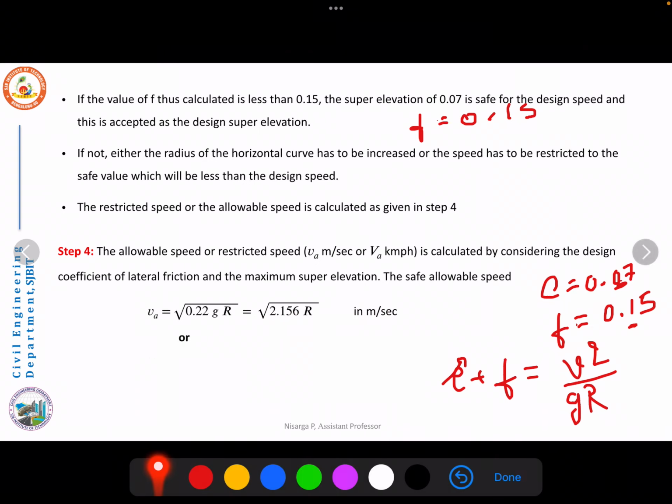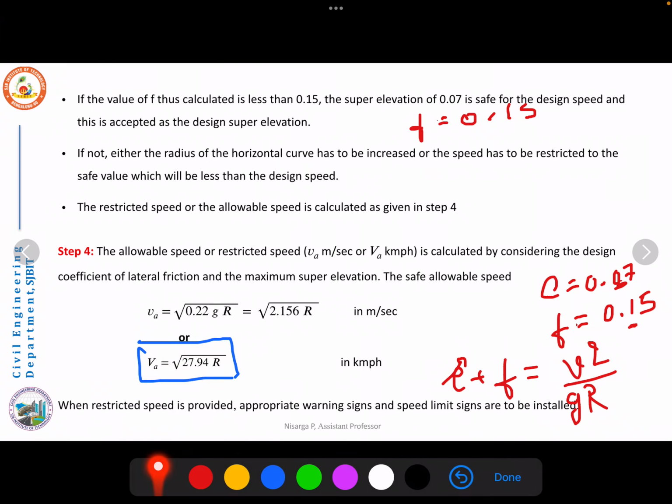If you want the speed value in terms of kmph, we can convert it to kmph. By converting it, we have the expression Va equal to 27.94 into square root of R. So whenever it is not possible for us to provide the superelevation and friction value as per the requirement, we have to provide the maximum allowable superelevation and friction value, but the speed has to be restricted in such a situation.